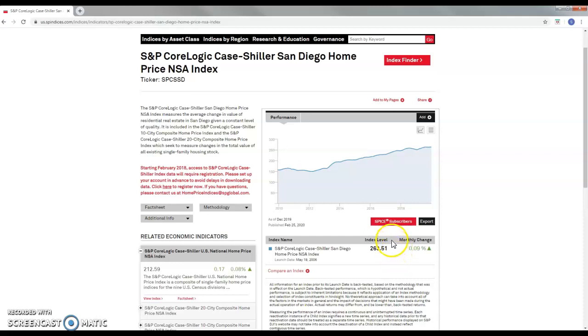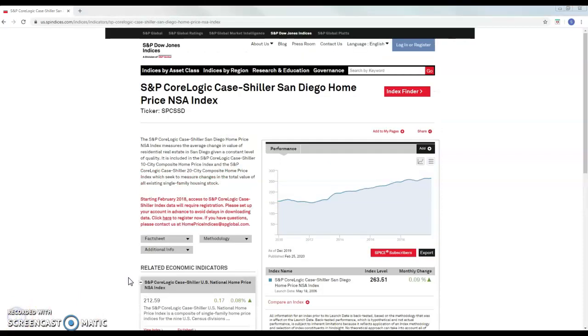For example, here we have 263.51. If we subtract 100, then that means that we are 163.51% above the base period. The actual base period is the year 2000, so the index was 100 in the year 2000.